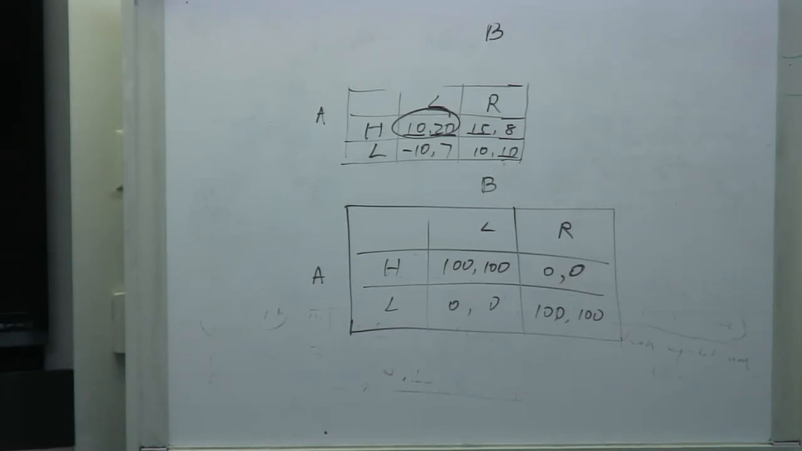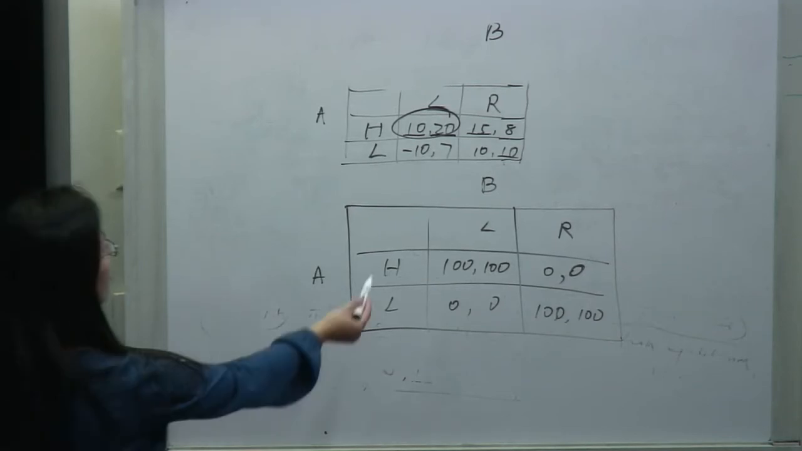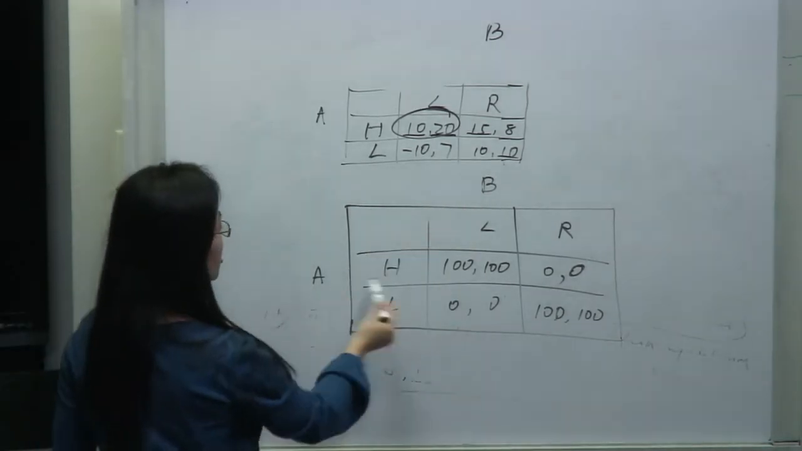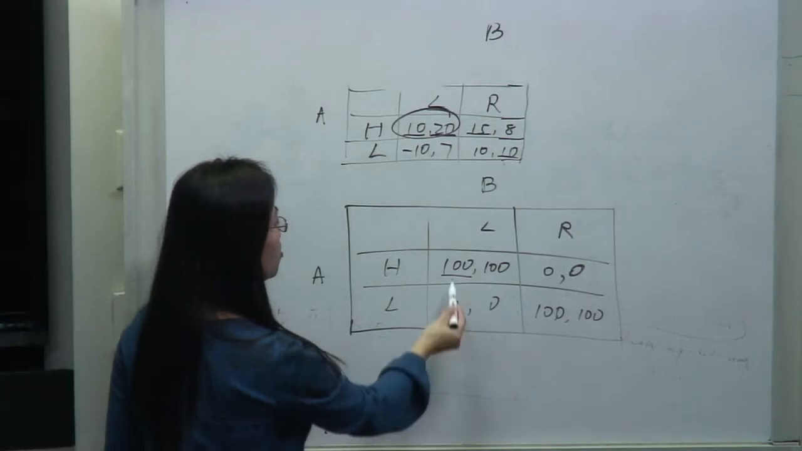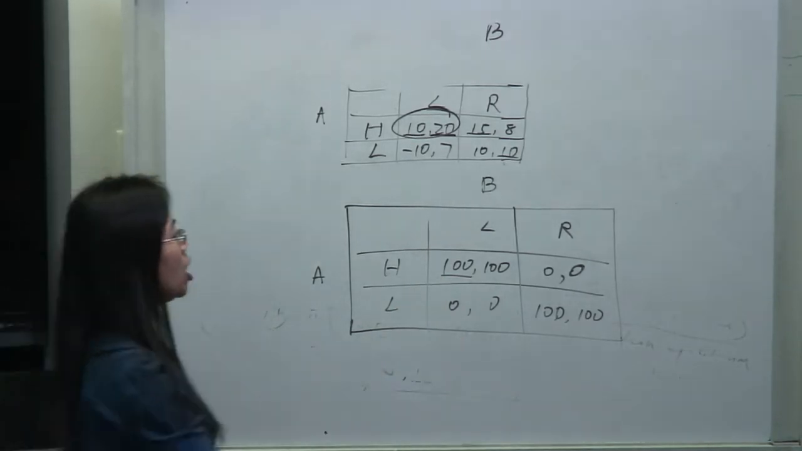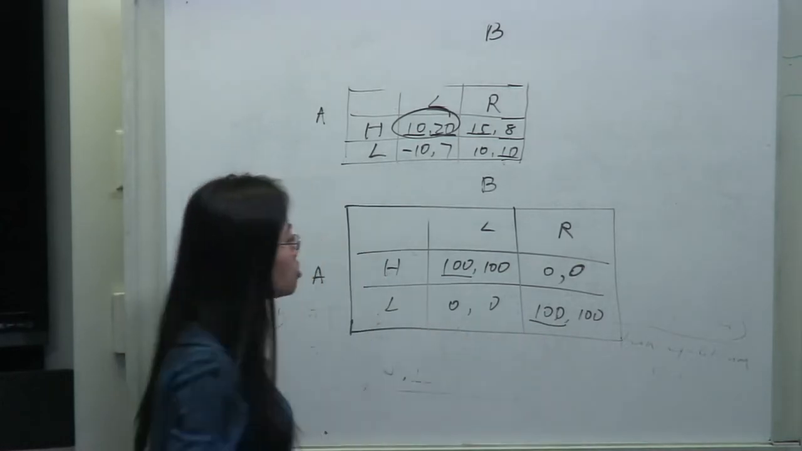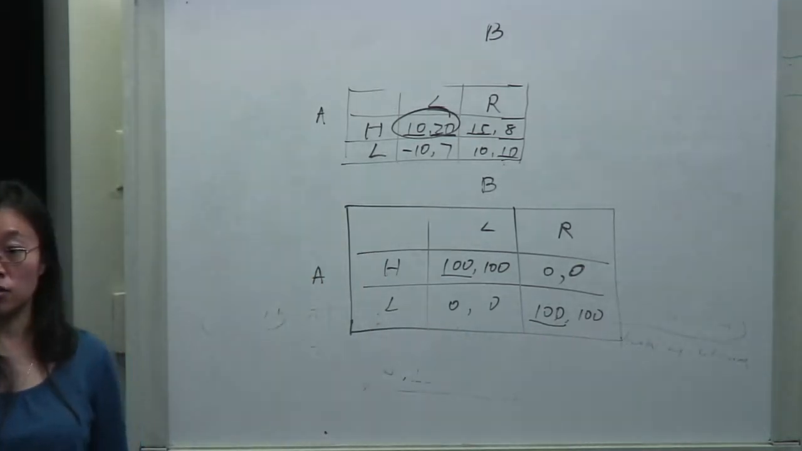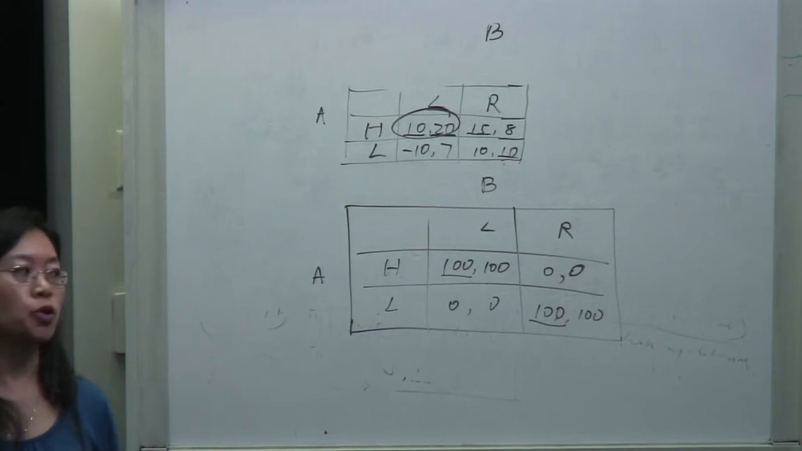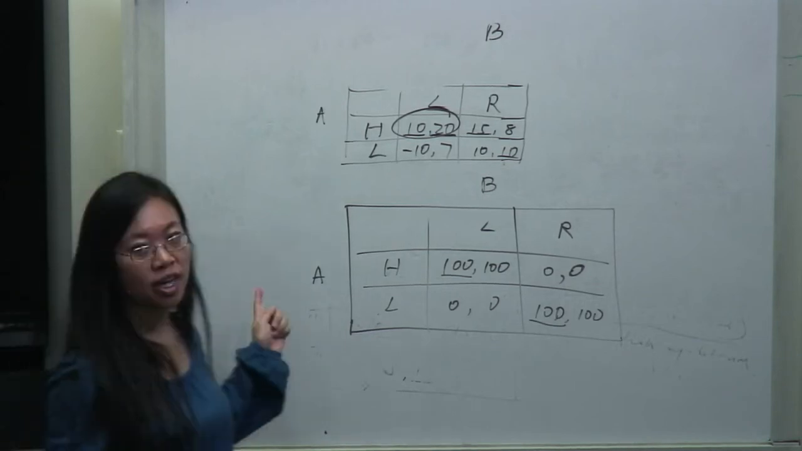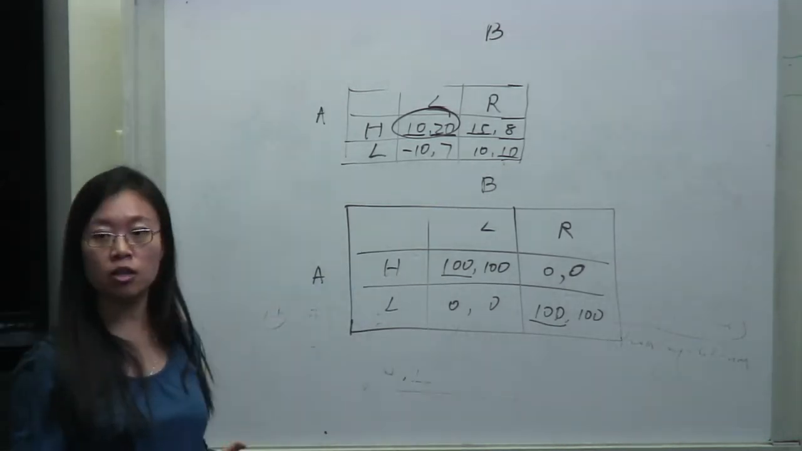When B chooses L, the best thing for A to do is H, because 100 is better than 0, right? When B chooses R, the best thing for A to do is L, because that 100 is better. So does A have a dominant strategy? No. Okay. So we figure out what A is going to do. How about B? Okay, let's figure out B.